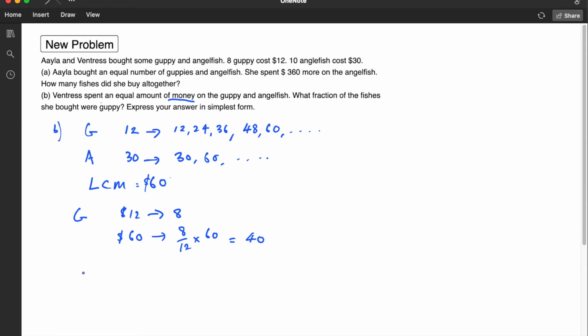Right, let's do the same for the angelfish. For the angelfish, $30 will give you 10 fishes. So we're interested in $60. I think this is quite obvious, it will be 20.